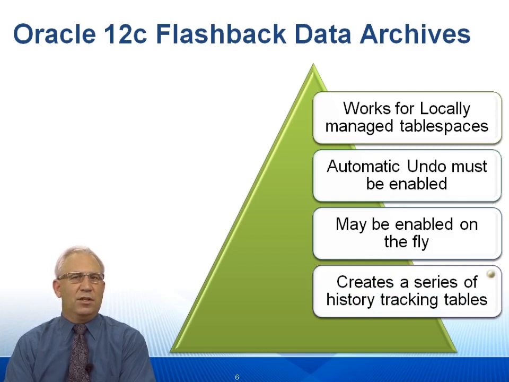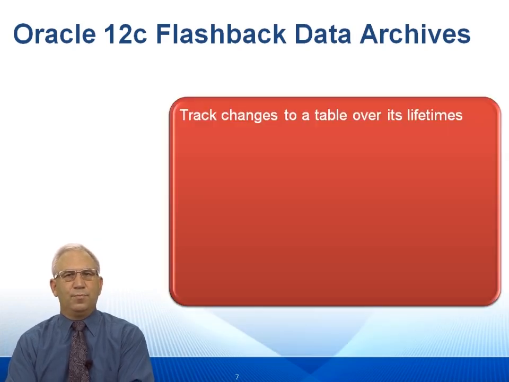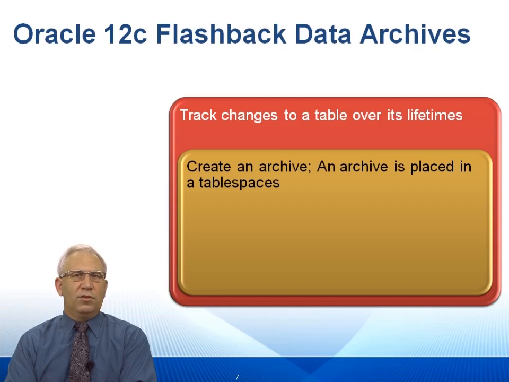If you look at the data dictionary views, you will see a series of tables like sys underscore hist or fdb. These are referred to as history tracking tables. Keep in mind, all changes that are made against a table will be tracked. So therefore, massive inserts, updates, and deletes could seriously affect performance, or any sort of DDL changes could also seriously affect performance. So we're going to be able to track the changes to a table over its lifetime.